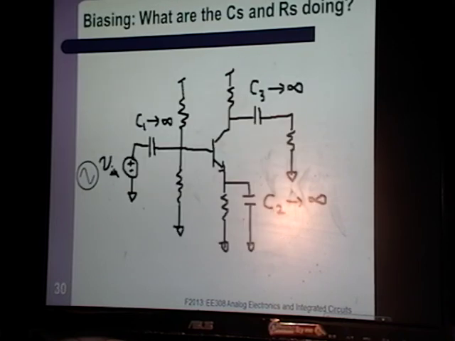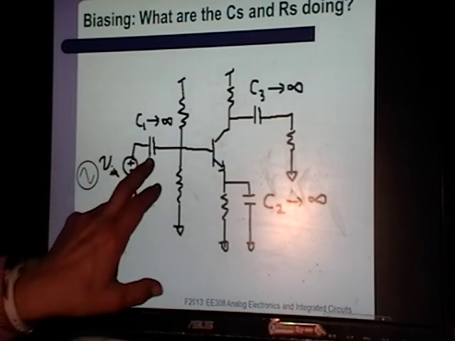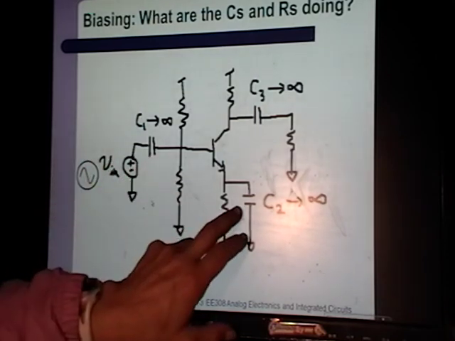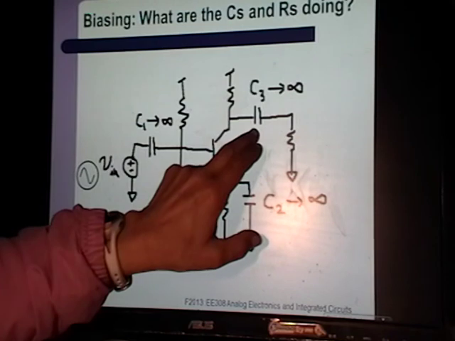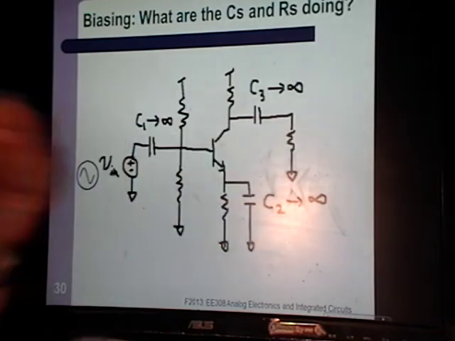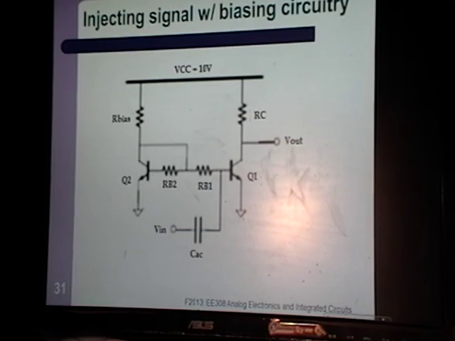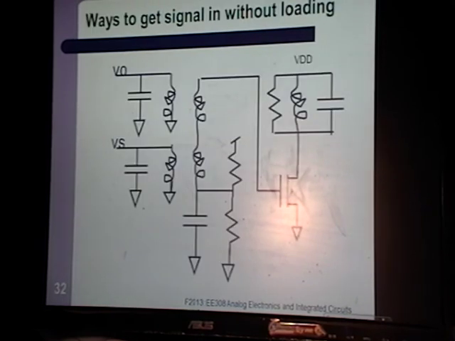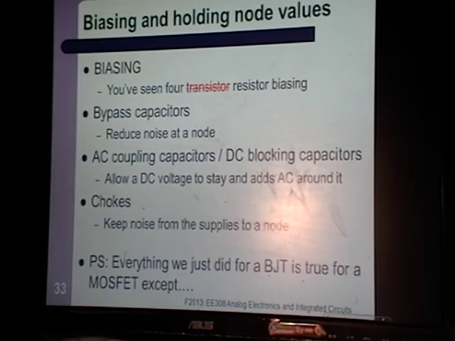Okay. So one more time. This is your AC coupling cap. There's an AC bias cap, and what's that? That's an AC coupling cap. Okay, we did that in lecture, and we're going to skip that.